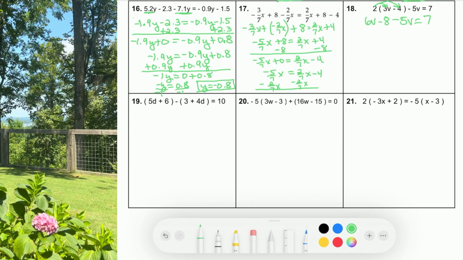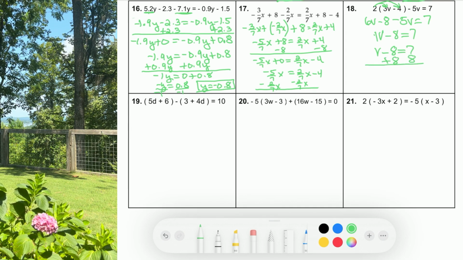Now I have 6v minus 5v. That's 1v minus 8 equals 7. So we essentially have v minus 8 equals 7 here. I'm going to add 8 to both sides. v plus 0 equals 15. So v equals 15 is the answer.